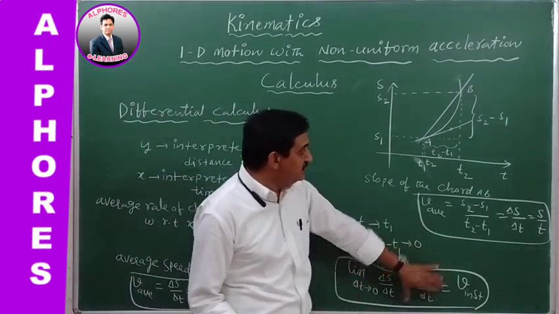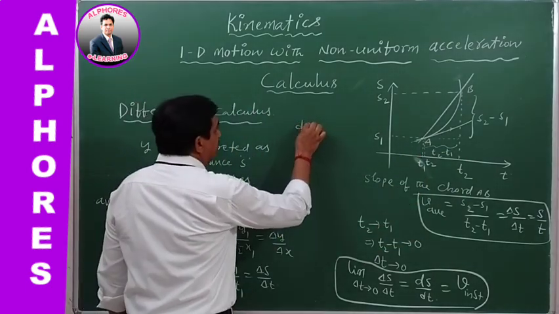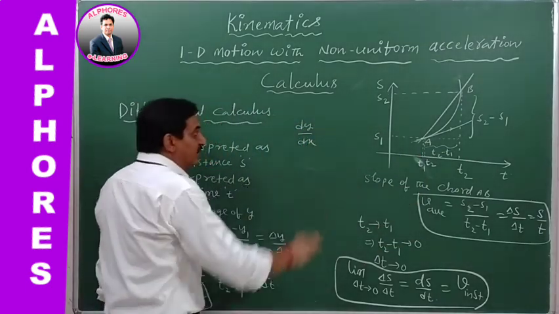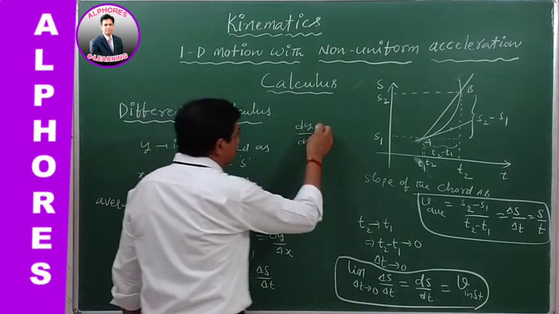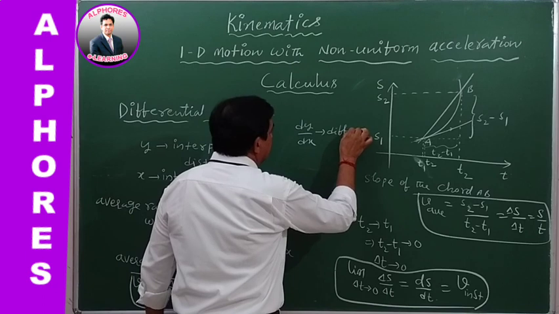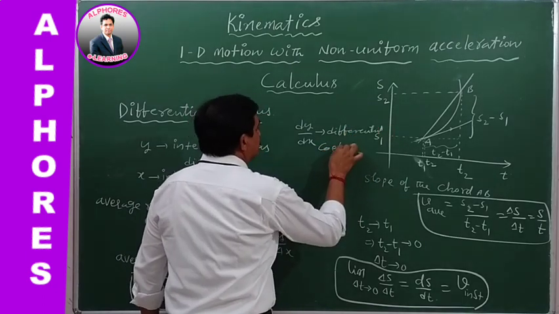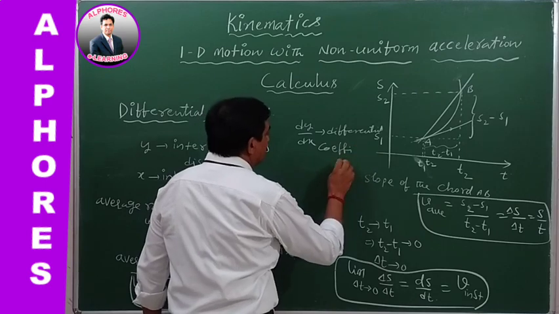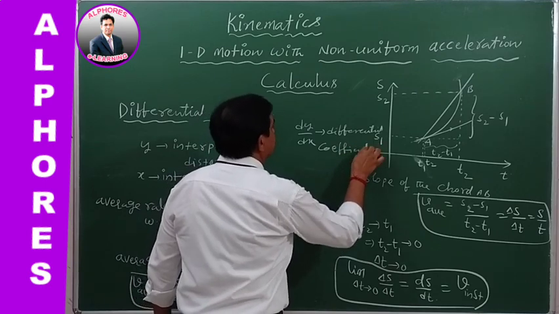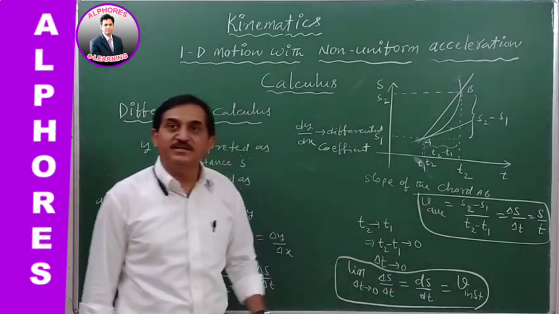This is instantaneous, this is average. And overall, here dy by dx is the differentiation of y with respect to x, which is also known as the differential coefficient. So this is the application in physics.